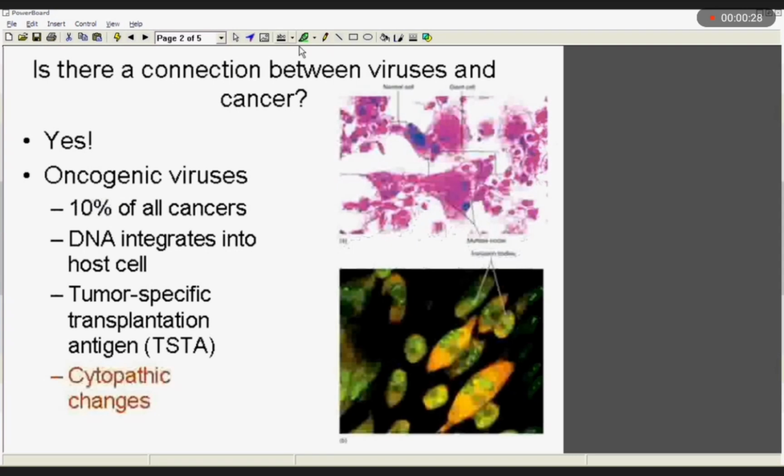There are what are called oncogenic viruses, which mean viruses that can cause cancer. In fact, 10% of all the cancers in humans are caused due to a particular viral infection. And I'll give you an example. Cervical cancer, in many cases, is a direct result of infection by the human papillomavirus. In oncogenic viruses, their genetic material gets integrated into the host cell and typically causes what are called cytopathic changes, or changes in the shape and behavior of a cell, and those changes in behavior frequently lead to the formation of cancerous cells.